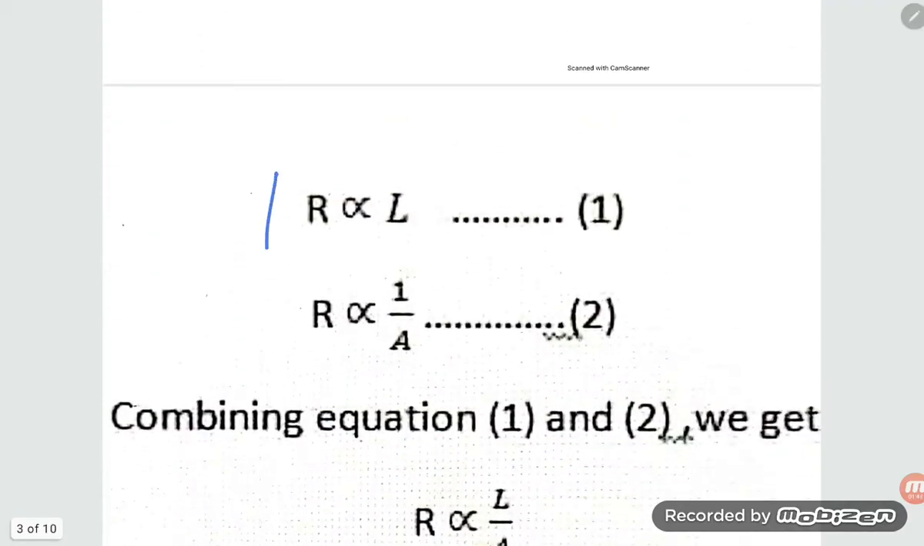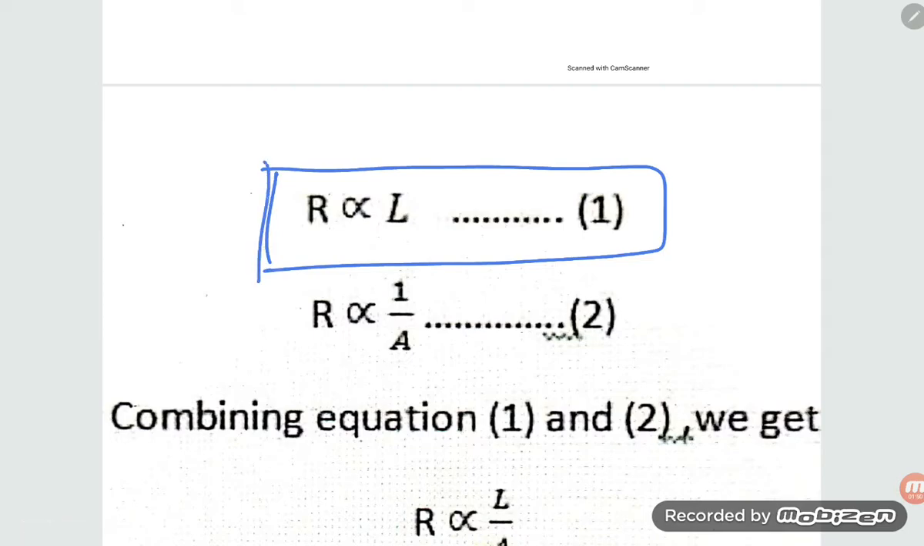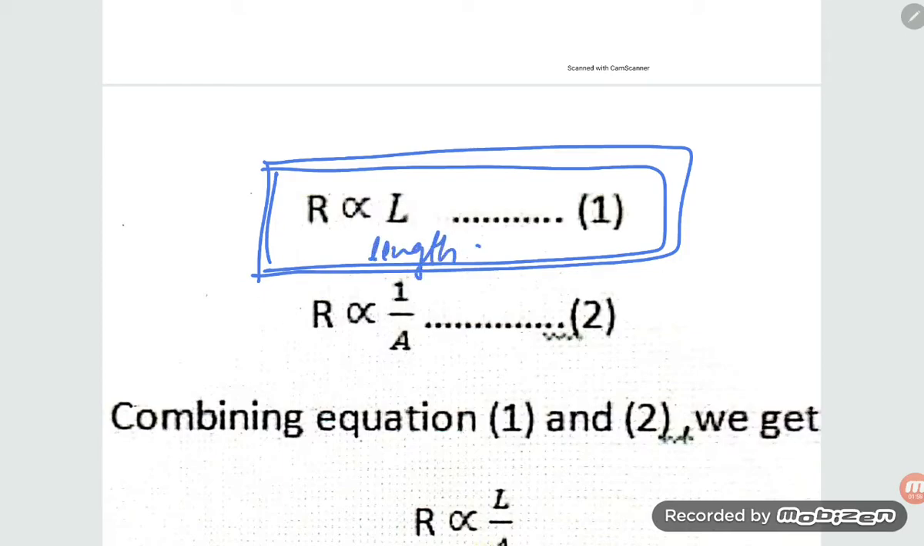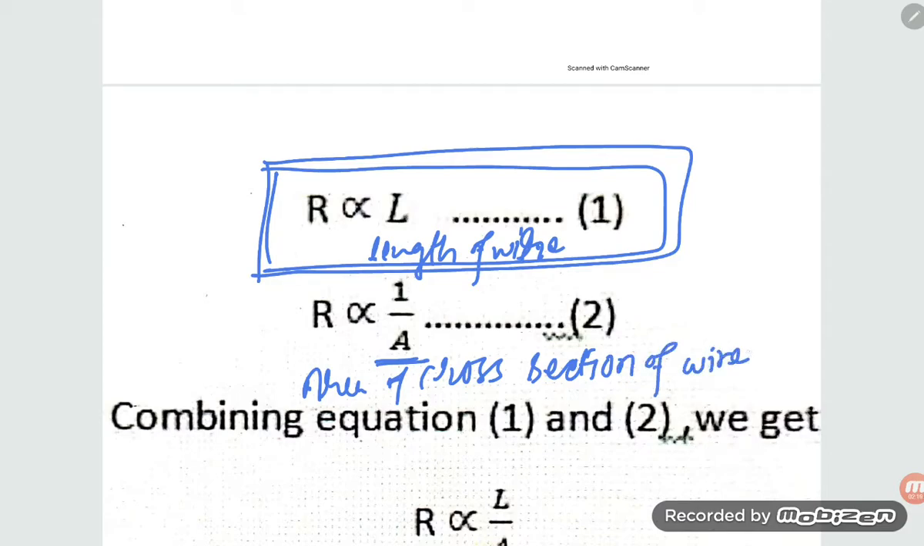Now let us see the derivation, student. How can we derive the resistance? So resistance is proportional to length. Okay, resistance is proportional to length of wire. And the second point is that resistance is inversely proportional to area of cross section of wire, right, students? Now A is equal to pi r square, that is area of cross section. Combine equation 1 and 2, student.